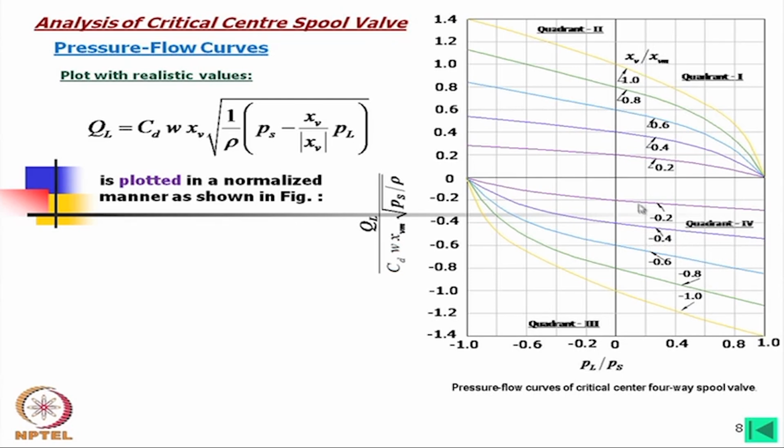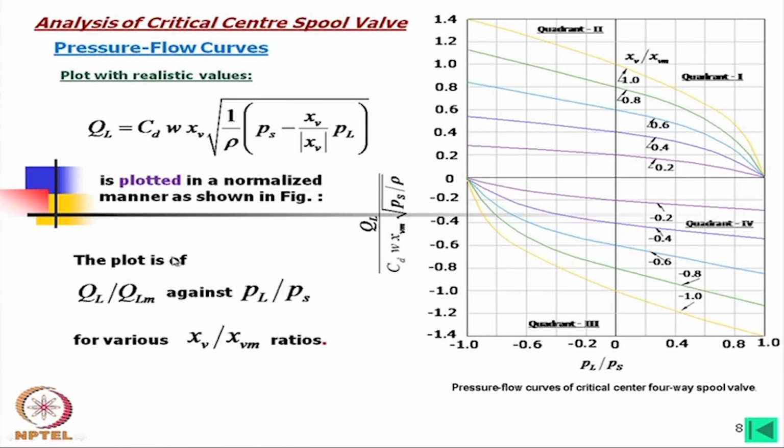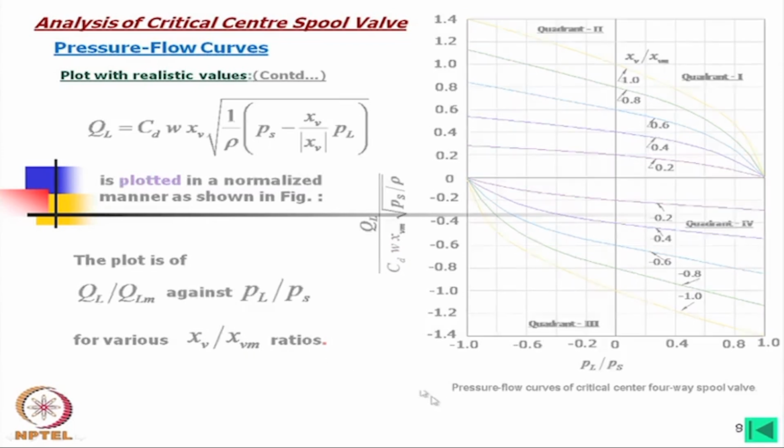Now, we have considered the 4 quadrants 1, 2, 3, 4, and if we plot this with this value, because this is a dimensionless value, we can assume any value and any maximum value, of course, it should be realistic, and then we can get this sort of curve. Now, the plot is QL by QLM against PL by PS, and for various XV by XVM, that is the stroke divided by the maximum stroke ratios.